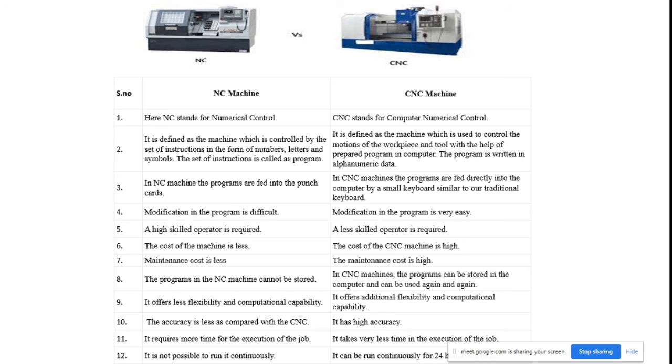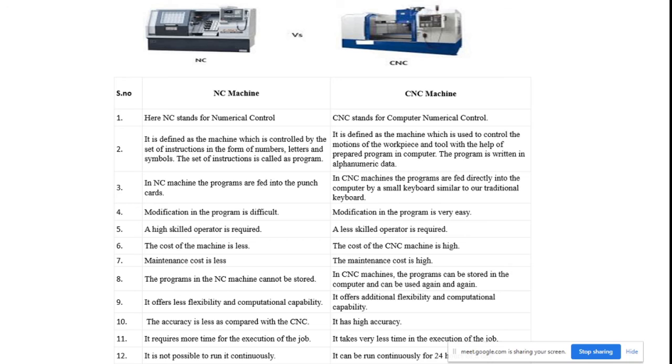The numerical control machine is defined as the machine which is controlled by a set of instructions given by punched tape. In that there is data such as numbers, letters and symbols. This set of instructions is called a program for the NC machine. But a CNC machine is used to control the motions of the workpiece and tool with the help of a program prepared in a computer. In a computer automated drafting system, we can collect the program from the drafting itself and utilize it for operating the machine. This program is always written in alphanumeric format.